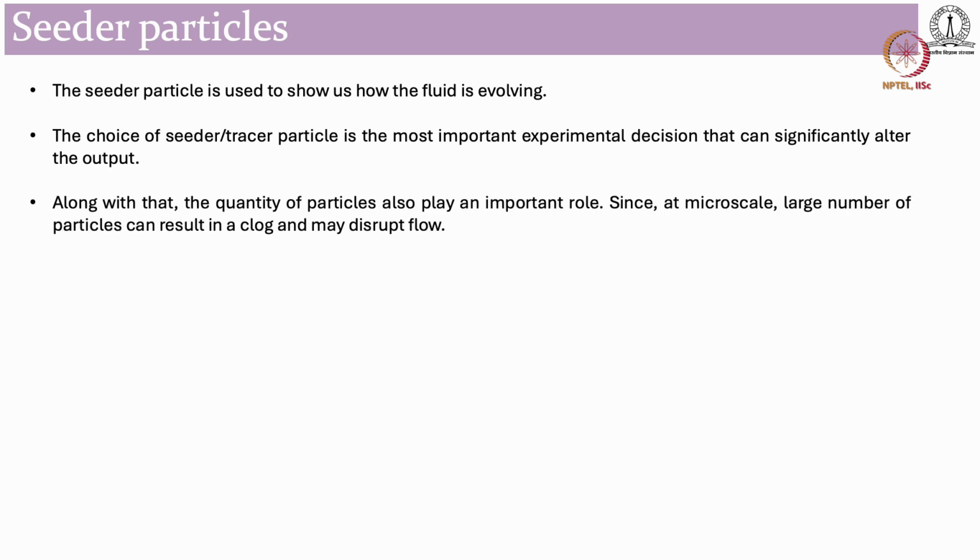Another thing is the quantity of particles plays an important role, because at micro scale, when you are dealing with channel sizes of micron scales like 100 microns or 50 microns, the particles should not clog the channel. If it starts clogging or sticking to the channels, it can disrupt the flow, and as a result you can get varying pressure drops across the channels and erroneous results. Many times you are not even aware of these things happening inside your channel, so you should be very careful while doing the experiments and choose the quantity of particles very accurately.